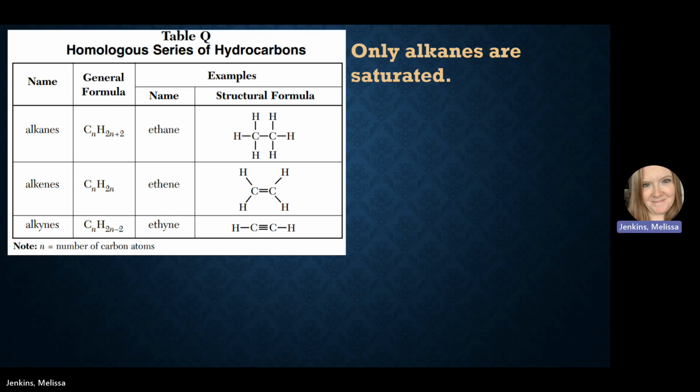So if I numbered this way, 1, 2, 3, 4, and 5, or numbering this way, 1, 2, 3, 4, 5, right? So of all of those options, what's the lowest number that's touching the double bond? 1. So I have to name it 1. I can't name it anything else. If you name it anything else, you're wrong. Okay? It has to be the lowest number.